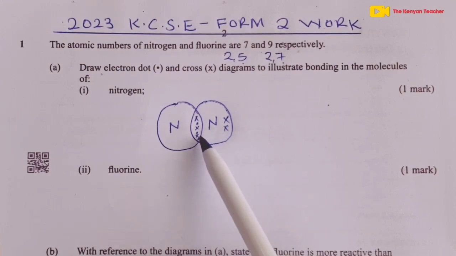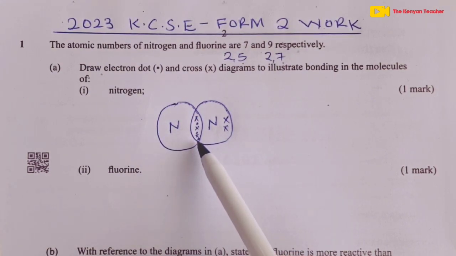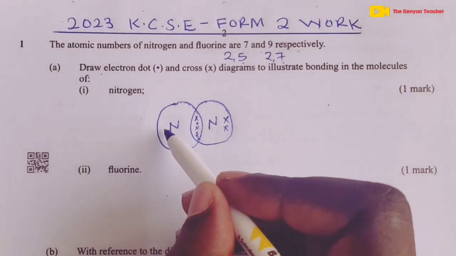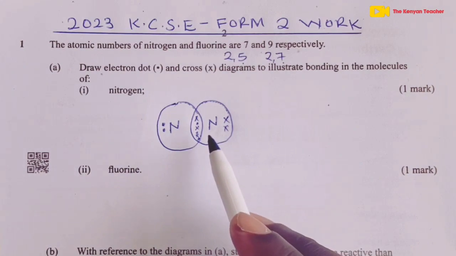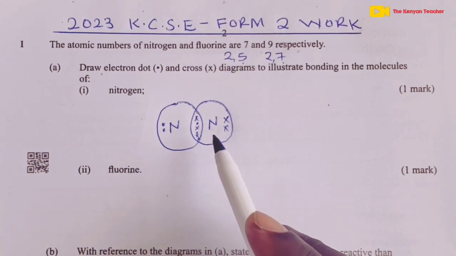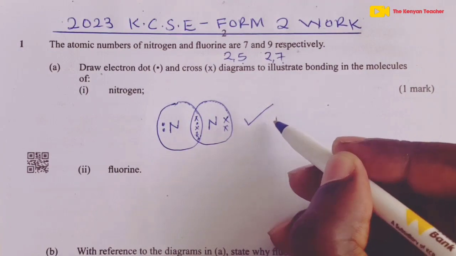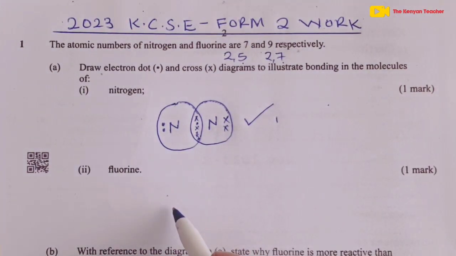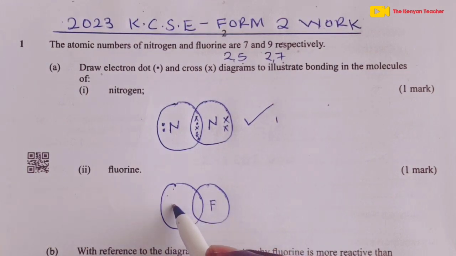For the atom on the left, if we let dots represent its electrons, we shall also have 3 being contributed towards the formation of the covalent bond, and then 2 would remain unbonded. So this becomes now the dot and cross diagram representing bonding in nitrogen molecule N2 for the first mark. Moving on to fluorine, the same thing happens.